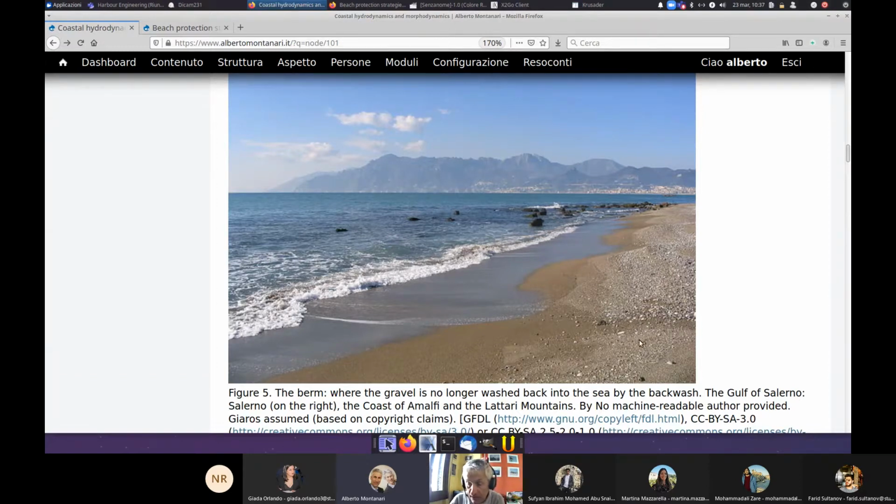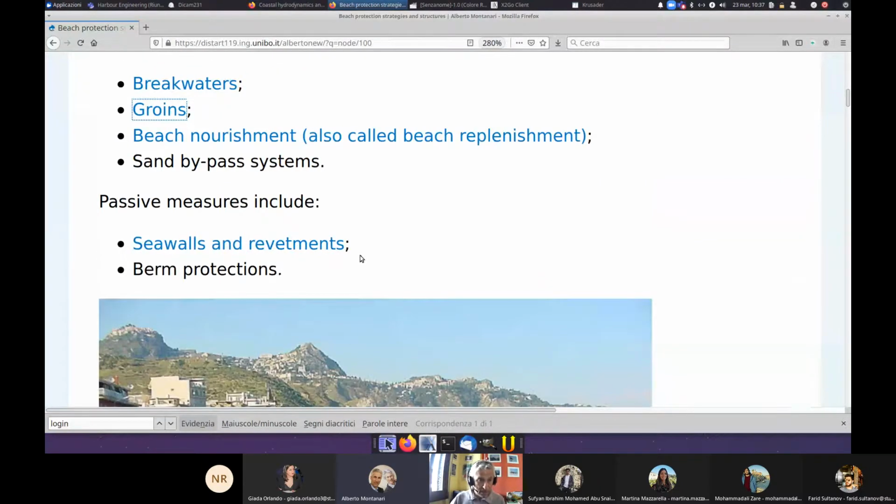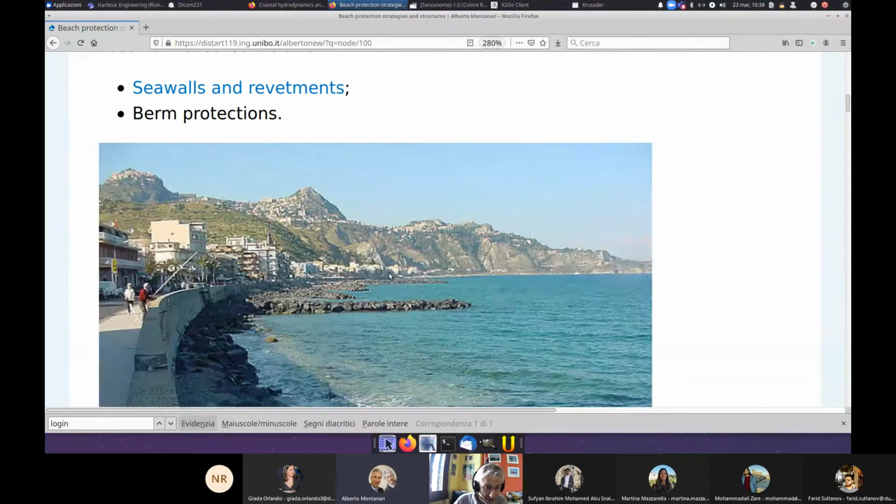It is extremely important. And sometimes we decide to protect it by putting cobbles of larger size. And this is not a revetment. The revetment is a massive intervention with boulders of large size, while the berm protection usually is a kind of reinforcing of the berm. Okay, let me go back. So these are the passive measures: seawall and revetments, berm protections.